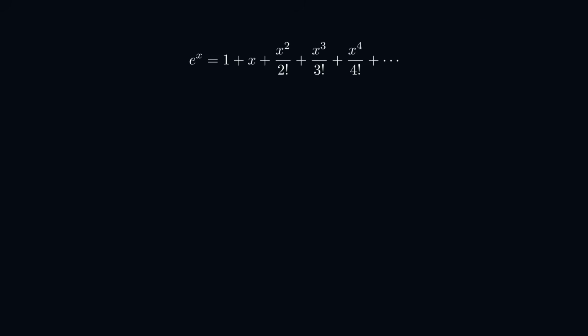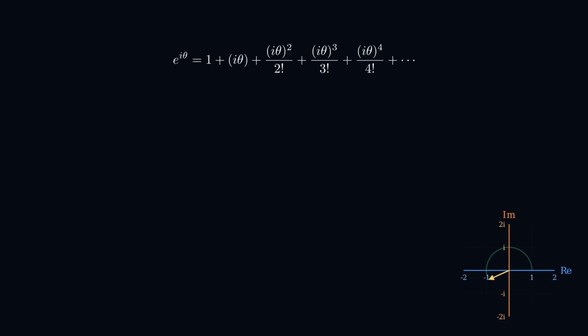Substitute x equals i theta into the exponential series and simplify powers of i. i squared is -1. i cubed is -i. i to the 4th is 1. i to the 5th is i, repeating every 4 terms. e to the i theta equals 1, plus i theta, minus theta squared over 2 factorial, minus i theta cubed over 3 factorial, plus theta to the 4th over 4 factorial, plus i theta to the 5th over 5 factorial, minus, and so on.